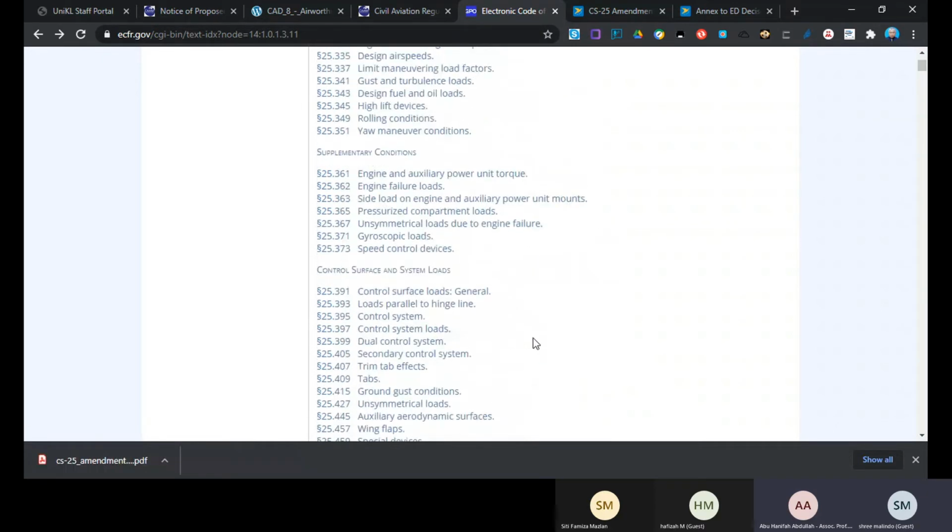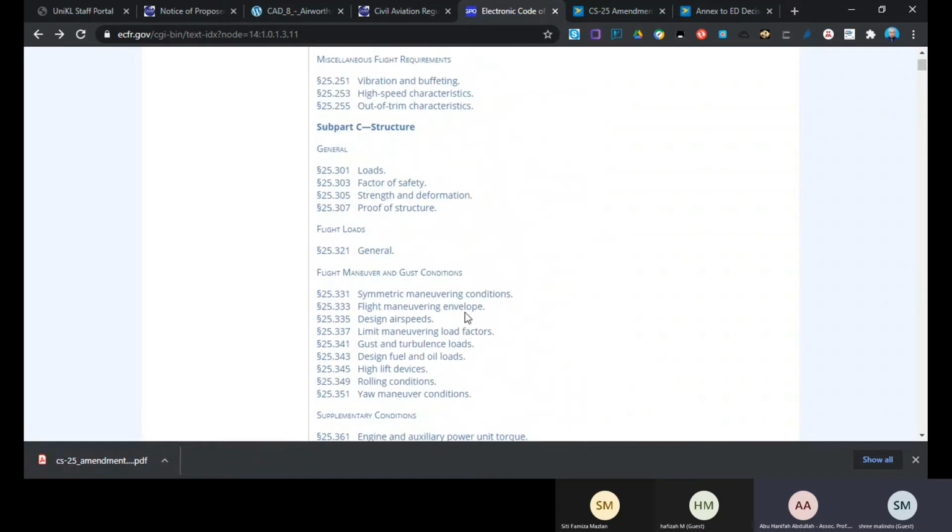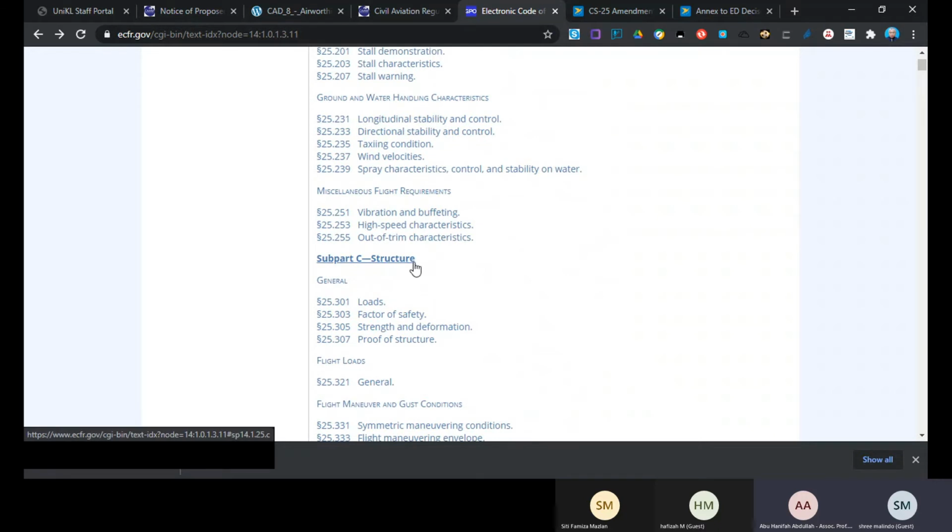Okay. In general, people ask the question, what is in Subpart C? Structure is load. They're talking about loads. So where can you find a requirement about loads? You refer to Subpart C. So here: general loads, factor of safety, strength and deformation, proof of structure. Loads, you have to set the loads. How do you get the loads?